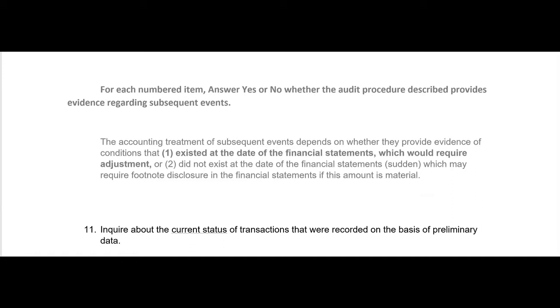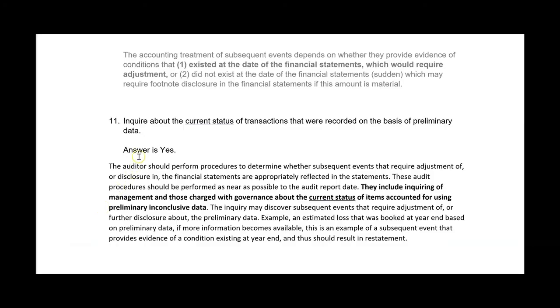Number 11, inquire about the current status of transactions that were recorded on the basis of preliminary data. Yes, the auditor should inquire about the current status of any transactions that were recorded on the basis of preliminary data back in December, because the inquiry may discover subsequent events that require adjustment of or further disclosure about the preliminary data. Example, an estimated loss that was booked at year-end based on preliminary data.